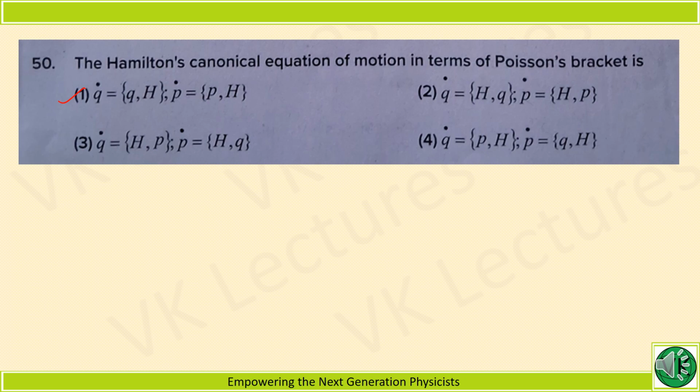q dot equal to Poisson bracket q comma H and p dot equal to Poisson bracket p comma H.